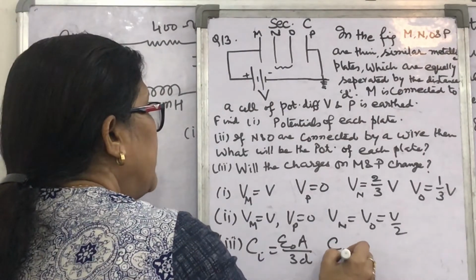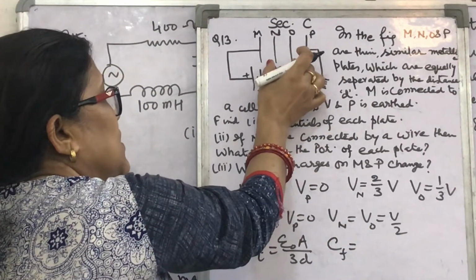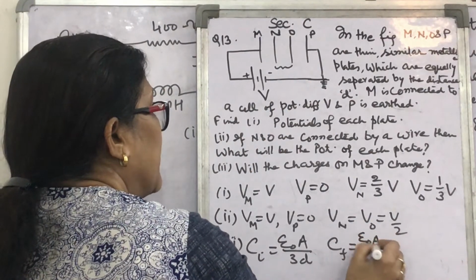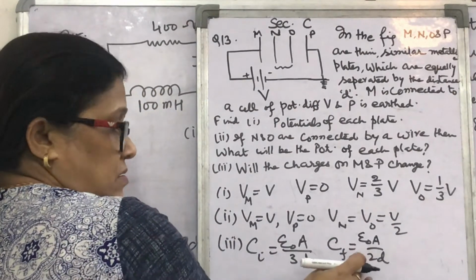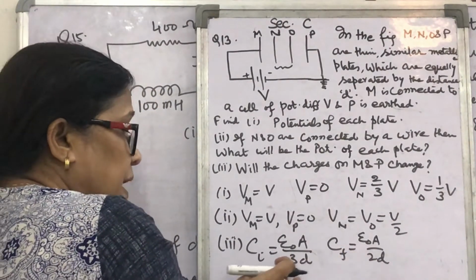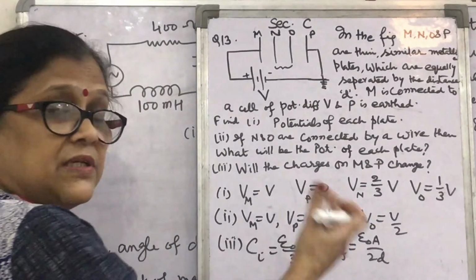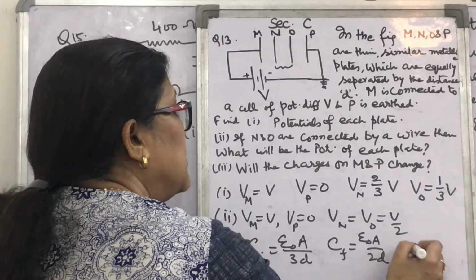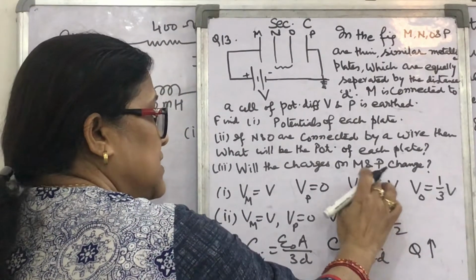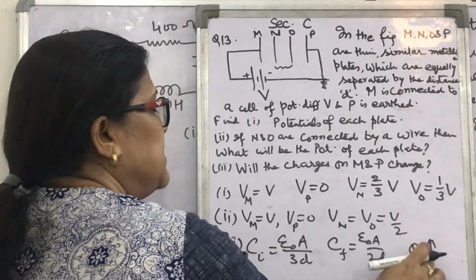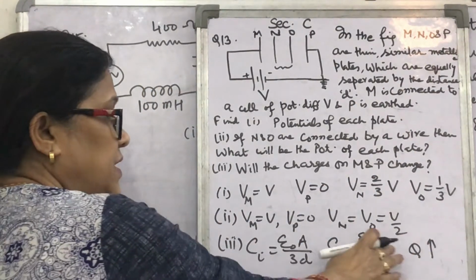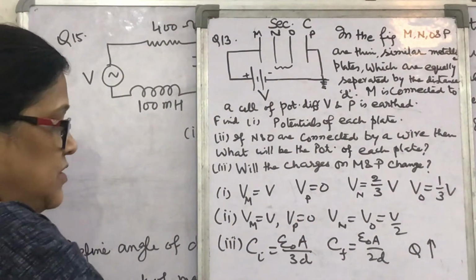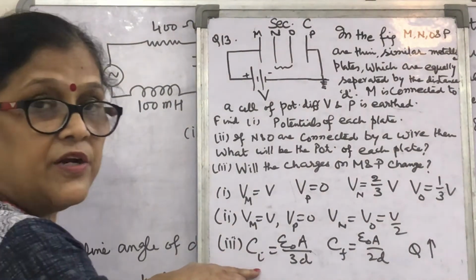And what is the final capacitance after joining these two? Then only this and this gap will be there. That is, it will be epsilon naught A upon 2d. Which is bigger? The later one. Since capacitance increases, and you know capacitance is Q by V, for the given V, Q also increases. So the charges on M and P, yes, they will change, they will increase. In this way, you will solve all the 3 parts. They are the conceptual ones. I hope they will be clear to you.